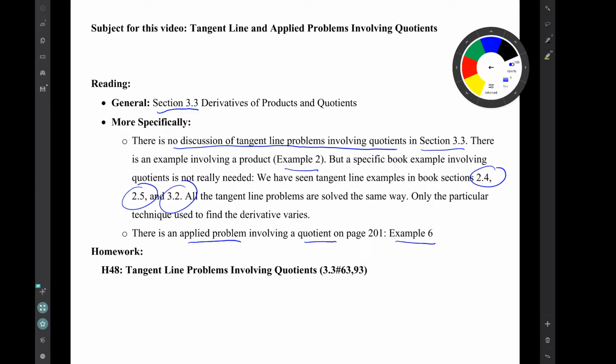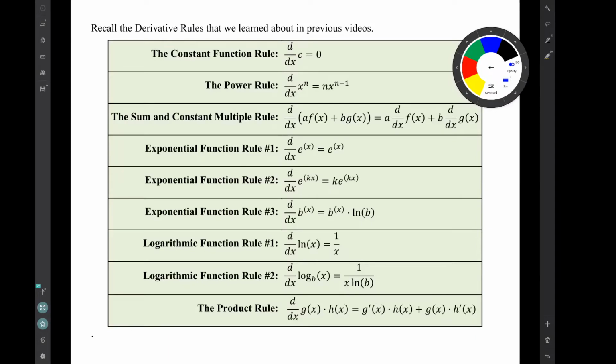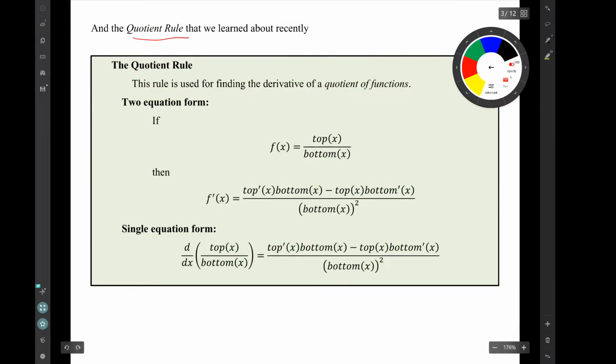The corresponding homework for this video is this collection of 2 problems from section 3.3. Let's recall the derivative rules that we've learned about in previous videos. Our basic rules: constant function rule, power rule, sum and constant multiple rule, the various exponential and logarithmic function rules that we learned about in section 3.2, and then the product rule that we learned about earlier in section 3.3, and more recently the quotient rule, that the derivative of a quotient is given by that crazy formula.